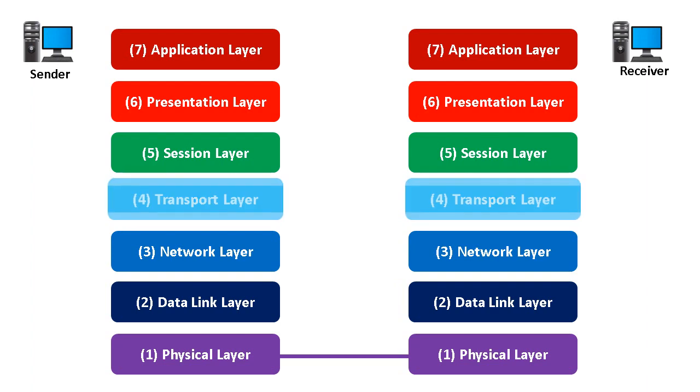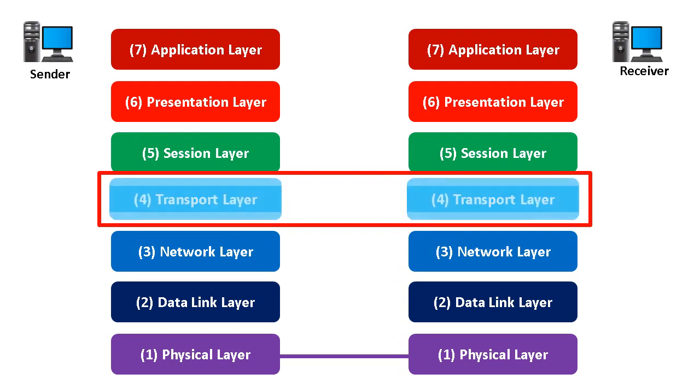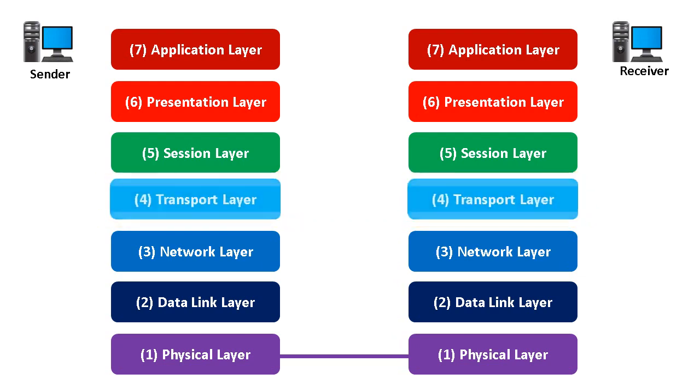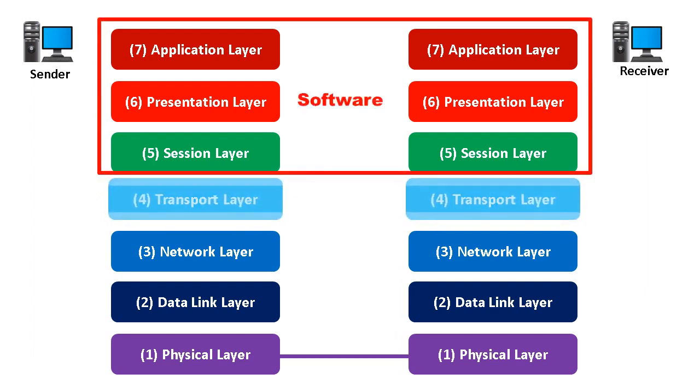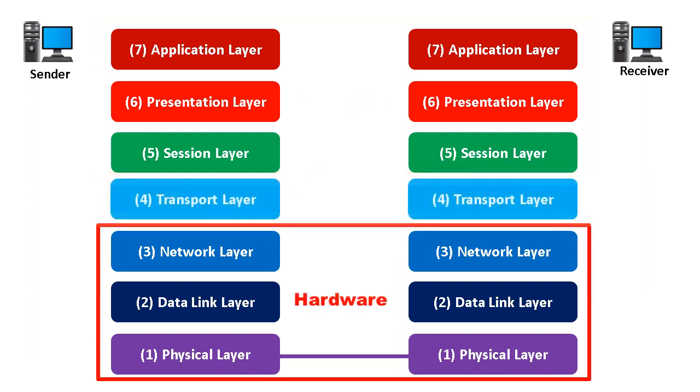Transport layer. Layer 4. The transport layer lies above the network layer, and it takes services from the network layer and provides services to the application layer. It is also called the heart of the OSI model architecture because it separates the top three software layers and the bottom three hardware layers.